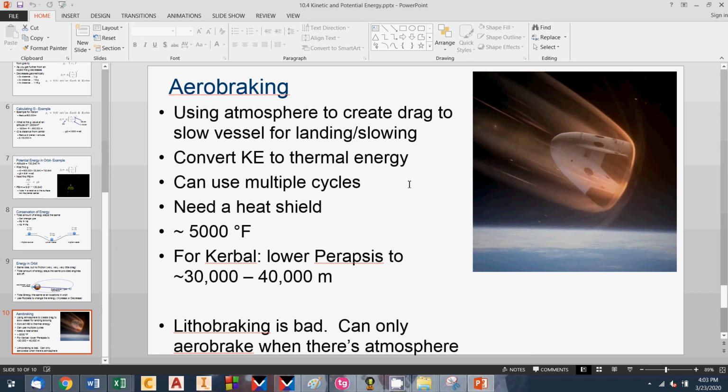Although, if you go in a little too high, you'll skim out of the atmosphere, and then you're just in a lower orbit. You'll come right back around again, and you'll probably land the next time. So it's not a big deal.